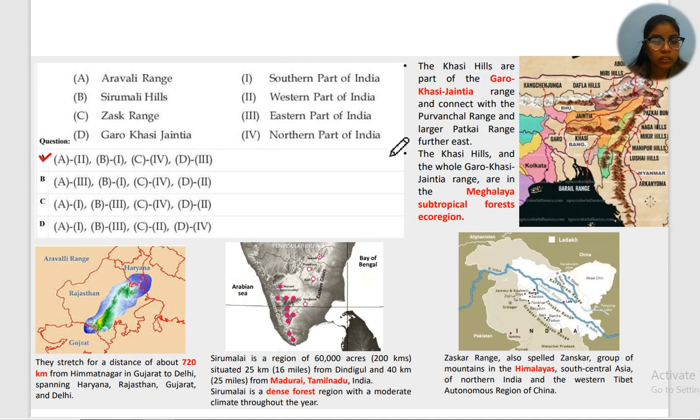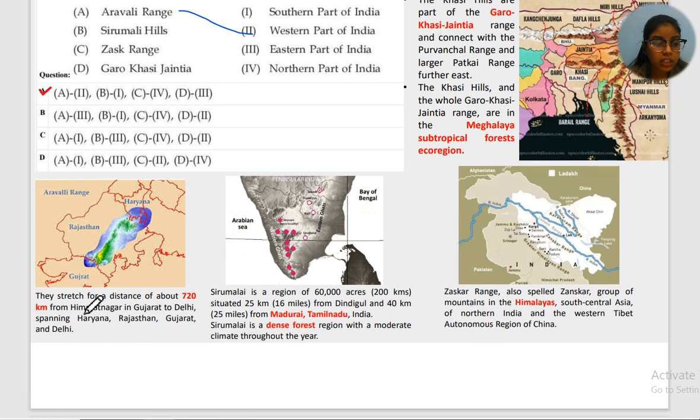The second question is also a match the following type of question. Here the names of the ranges and the hills are given to you, and you have to match them with the part of India in which these ranges or hills lie. So starting first with the Aravalli Range. The Aravalli Range lies in the western part of India. As you can see in the image, they stretch for a distance of about 720 kilometers.